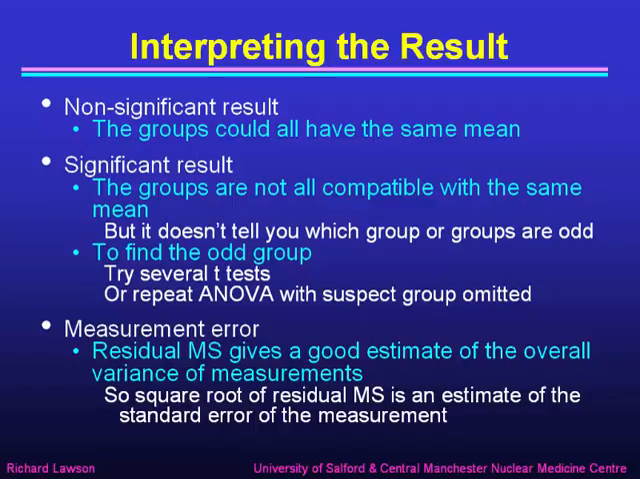An important thing about using analysis of variance is that it gives us an idea of the overall measurement error, because the residual mean square, or the error mean square as Excel calls it, gives a good estimate of the overall variance of the measurements. So if we take the square root of the residual mean square, that is an estimate of the standard error of the measurement. So that's a good way of determining the overall precision of all the measurements once you've taken account of any variations between rows and columns.